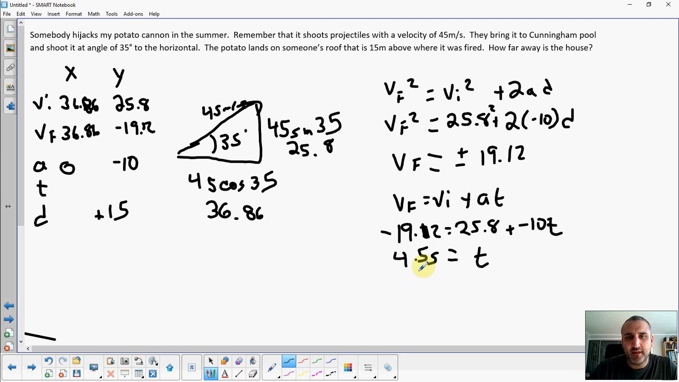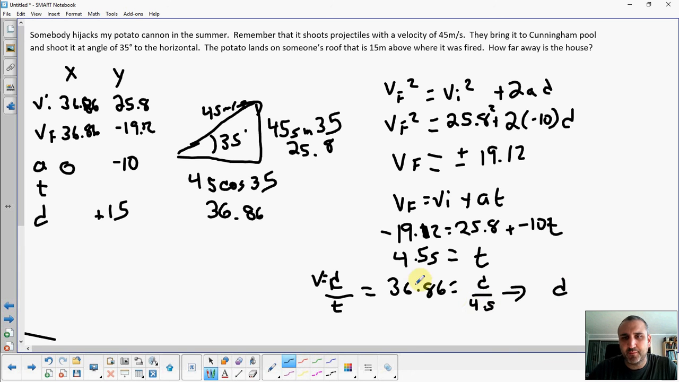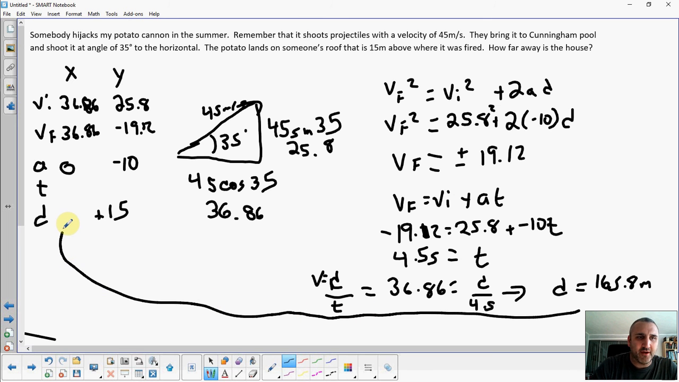So using T, we can now use the equation V equals D over T, solving 36.86 equals displacement over 4.5 seconds, and that will give us a displacement. If we multiply both sides by 4.5, our displacement will be 165.8 meters away. So that's where the house with that roof would be. And sorry, I forgot to put 4.5. I'm sorry, 4.5 seconds is our time.